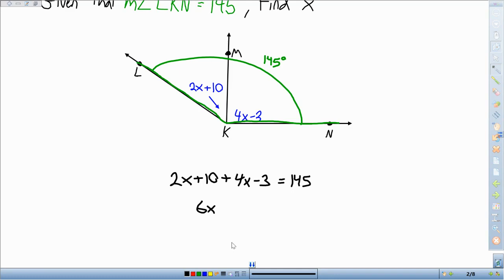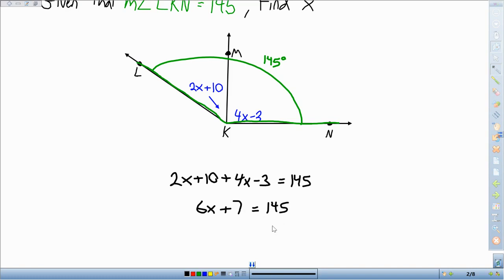Okay, what else I have is just normal, I guess technically they're called constants. Okay, these numbers by themselves. I have a positive 10 and a negative 3, or a minus 3. Okay, so I can combine those. 10 minus 3 is going to give me a positive 7. Okay, over on the right, I'm just going to bring it down, equals 145.